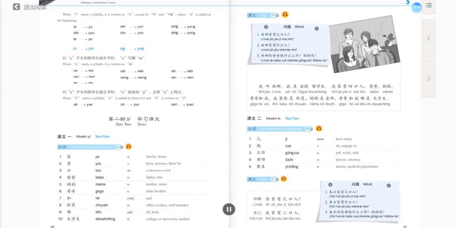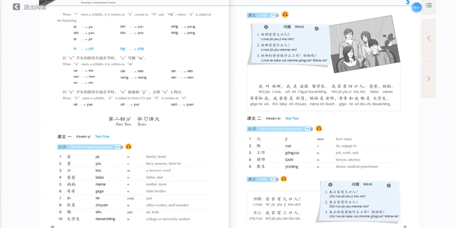课文2生词。几，做，工作，律师，医生。Please read these new words with me again.